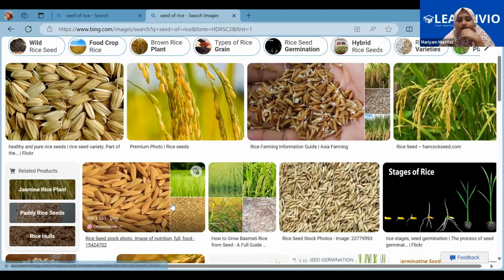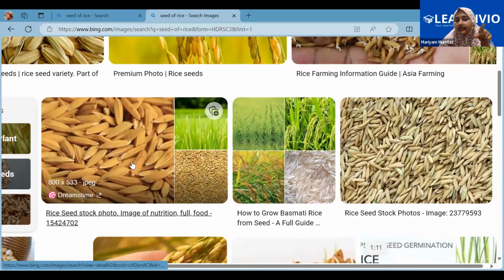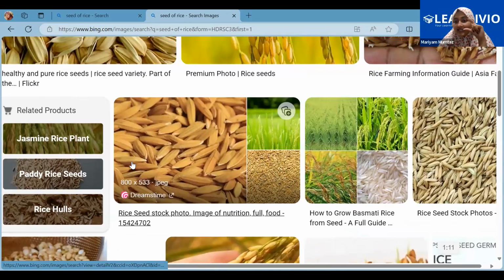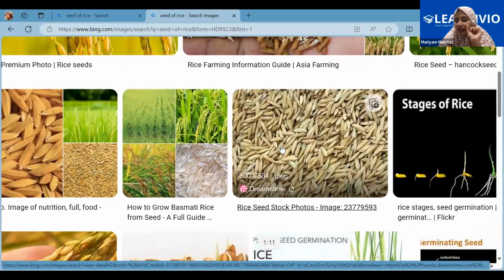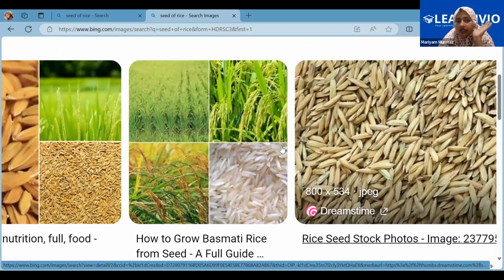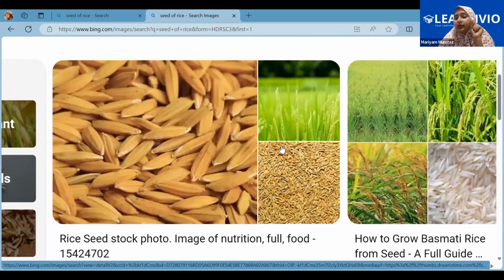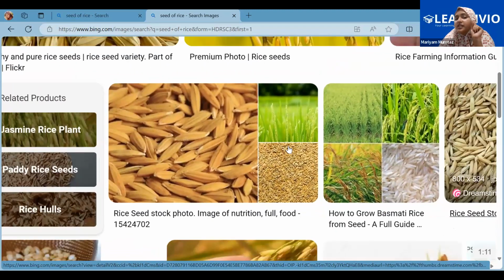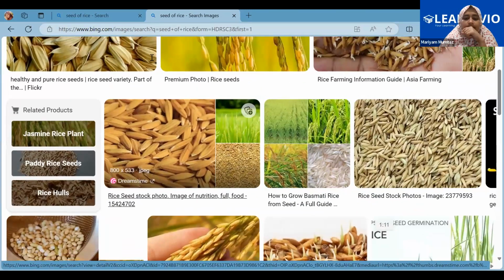See this. Has everyone seen this? Yeah. This is the seed of the rice. Now, by just looking at it, do you think you can split it into two parts? No, right? It seems impossible. It is not even possible at all. Because of this very reason, it is a monocot. Monocot means only one cotyledon is there. You cannot split it.